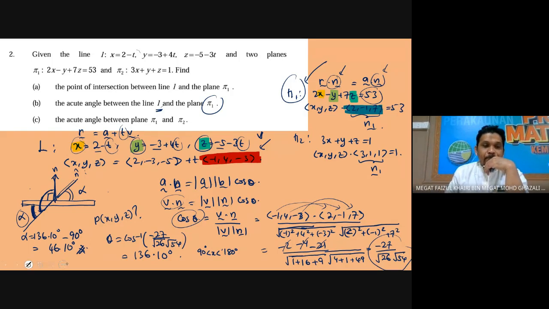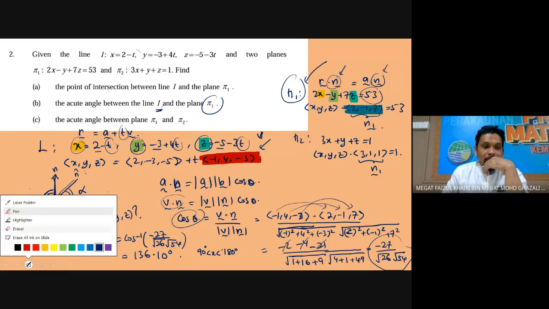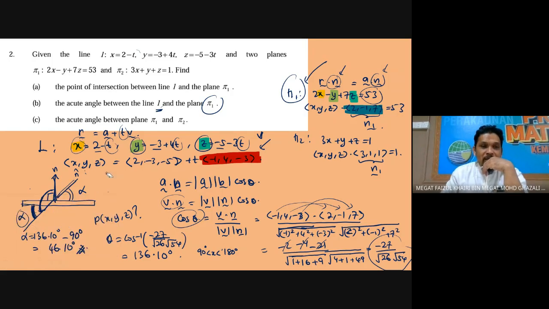Okay, so now question C. Question C, acute angle between the plane pi 1 and pi 2. So I clear all the information about the straight line because we're going to look into the situation where there is an intersection between two planes.